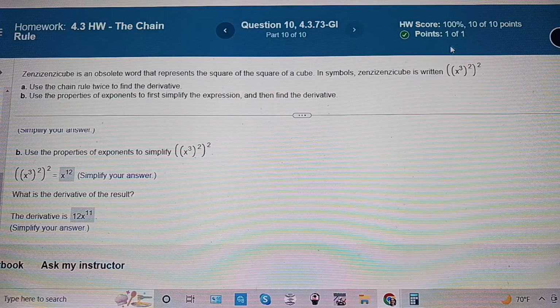Okay, so not so bad this time. 100%, 10 out of 10 for section 4.3. That's called the chain rule.